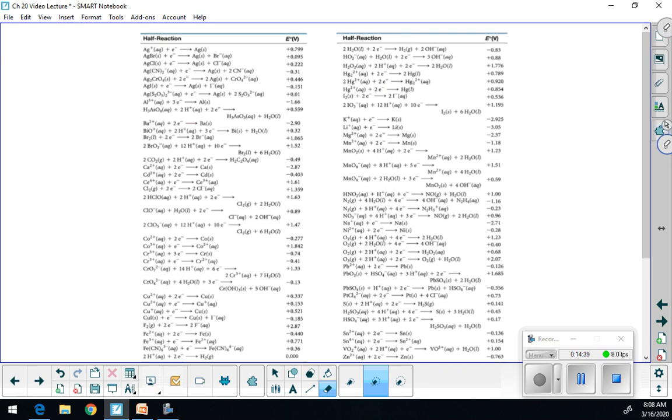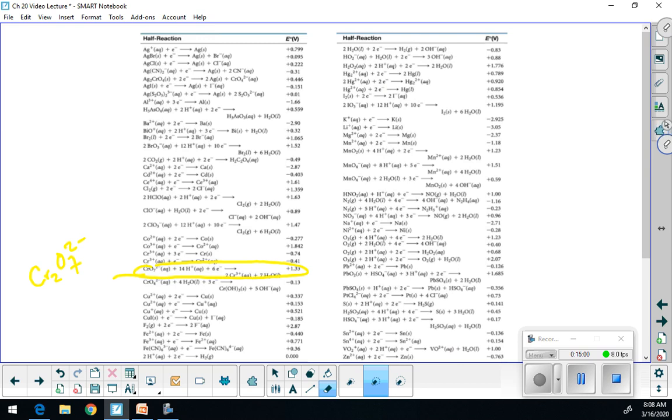Okay, we were talking about if you look at higher standard reduction potentials, these things tend to be good oxidizing agents. And so we said something like dichromate here, 1.33. By the way, that is wrong. It should be Cr2O7 2 minus, not CrO7 2 minus.